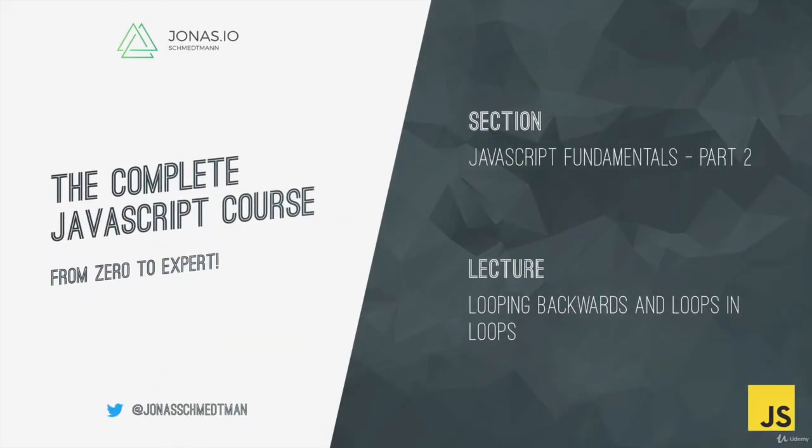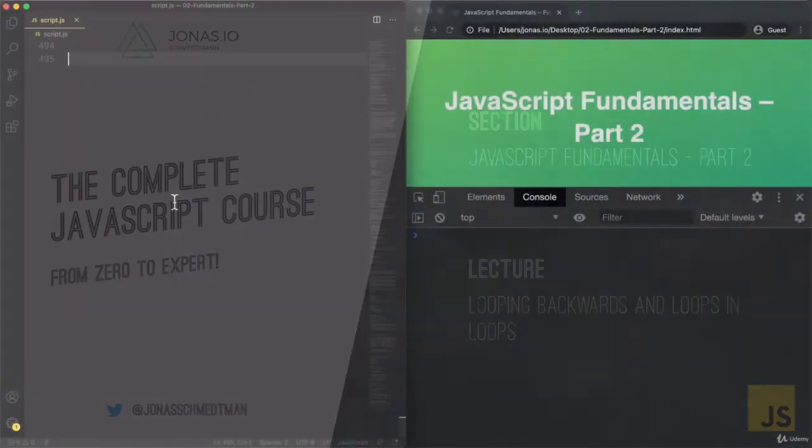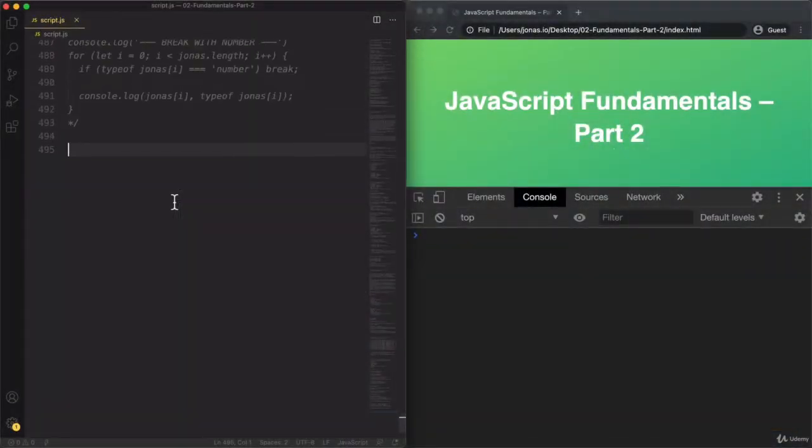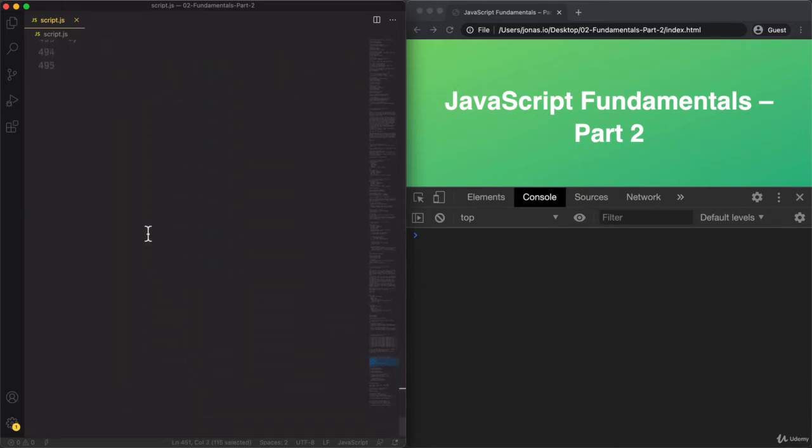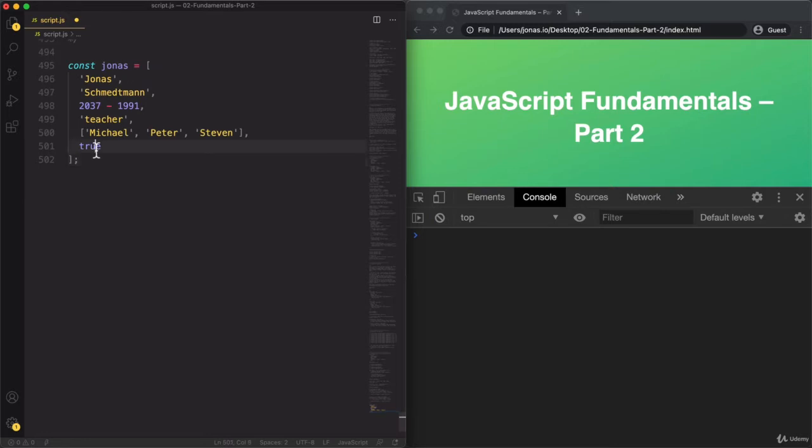In this lecture, we're going to do two interesting things. First, we will loop over an array backwards, and then second, we will also create a loop inside another loop. So let's have some more fun with arrays now. And so let's get back our array again here. So the Jonas array, and let's forget about this element here.